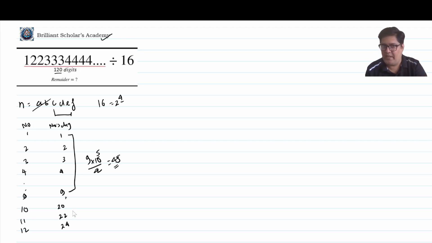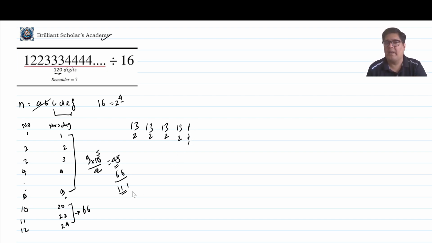Let us check how many digits we have got. These add up to 66. So far I have got 111 digits. I need to reach 120. Now, because I have counted all the 12s, I'll be starting with 13, a 2-digit number, 13 repeated four times. I have got 8 digits. I need one more. So 1. So now I have completed 120 digits.